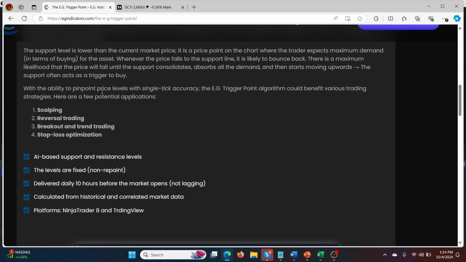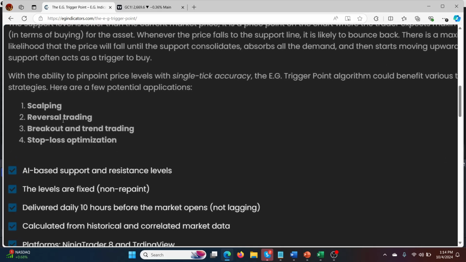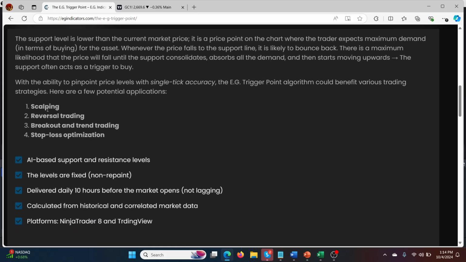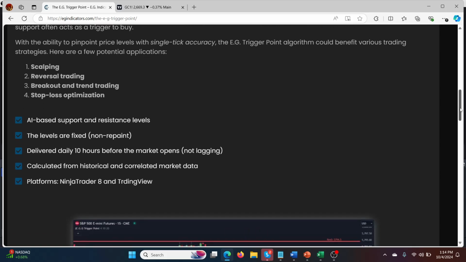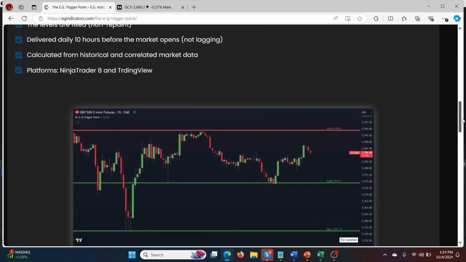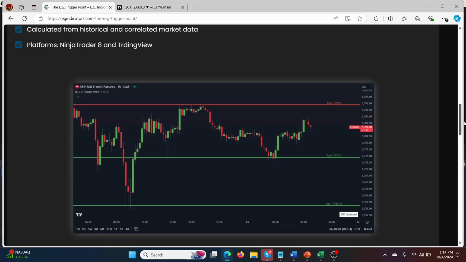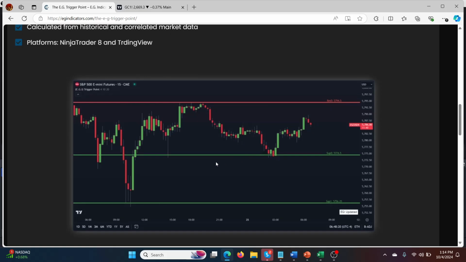So they're saying that the single tick accuracy, the EG trigger point algorithm, could benefit various trading strategies. Here are a few potential applications. And so they list scalping, reversal trading, breakout and trend trading, stop loss optimization. So we'll talk about that on the actual chart in a minute. So this all sounds fantastic, but does it work in practice? Because these guys obviously have the credentials. Obviously, they show some nice plots here. So this is what I'll show you on my charts in a minute.